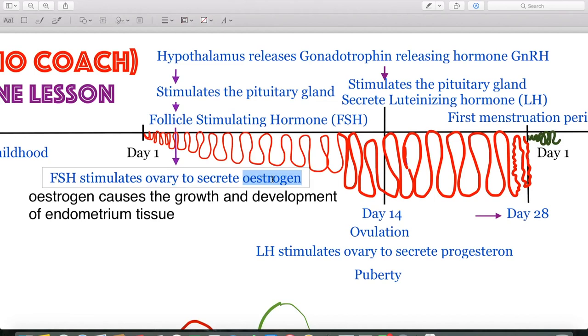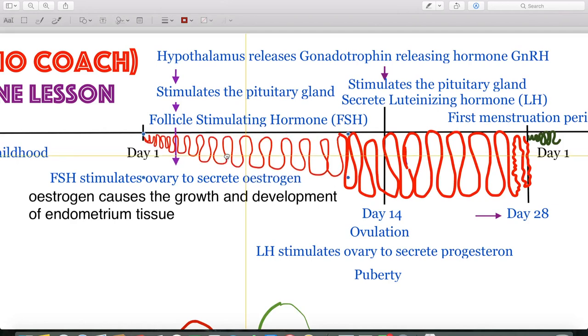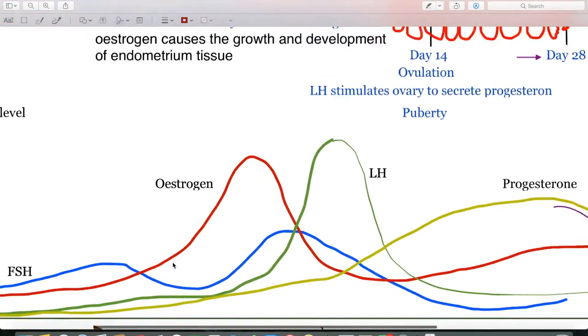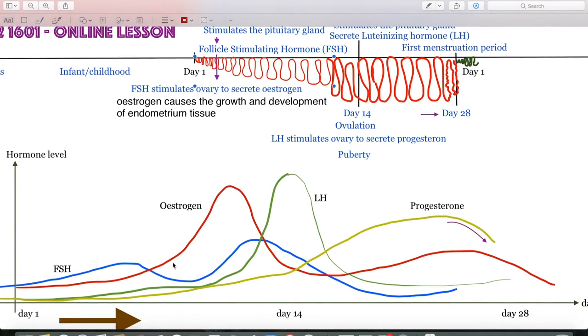Estrogen is the most important hormone needed for the development of the endometrium tissue. So you guys can see that the endometrium tissue is getting thicker and thicker and thicker day by day, because of this graph that you guys will need to understand. No need to memorize how to draw this graph, because they're not going to ask you to draw this graph, but they will ask you to memorize this.